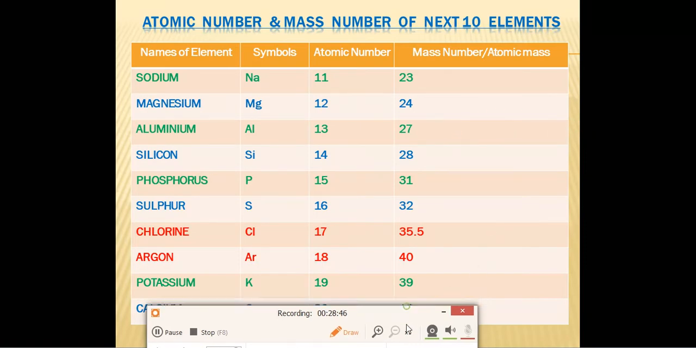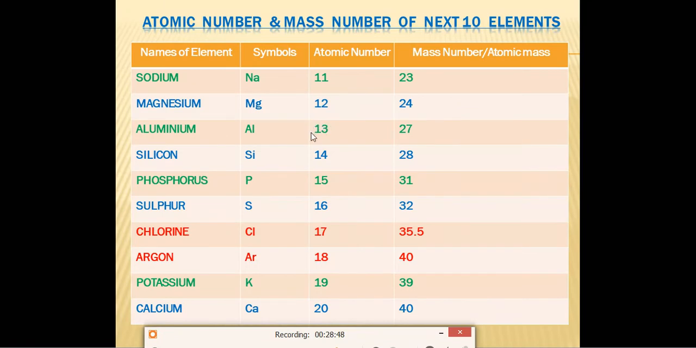Next one, aluminium. Aluminium has an odd atomic number. Which formula will we use? 2 into atomic number plus 1. So how much will you get? You will get 2 into 13 plus 1. The answer is 13 2s are 26, plus 1, that is 27. So the atomic mass of aluminium is 27.